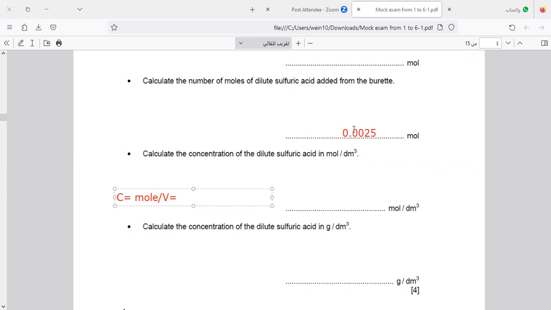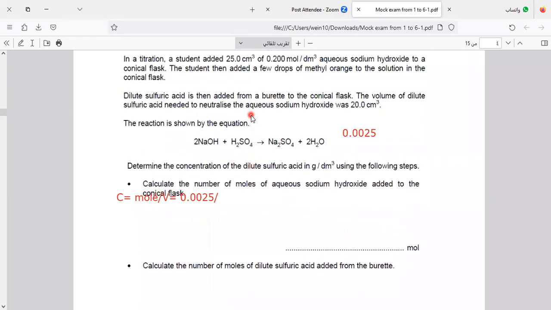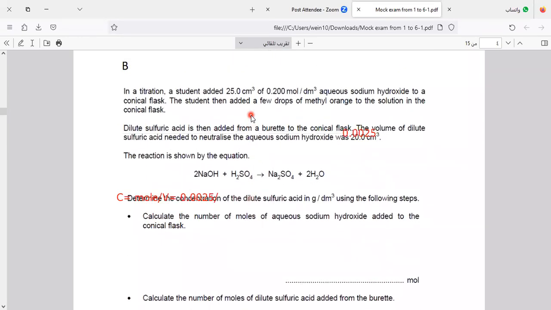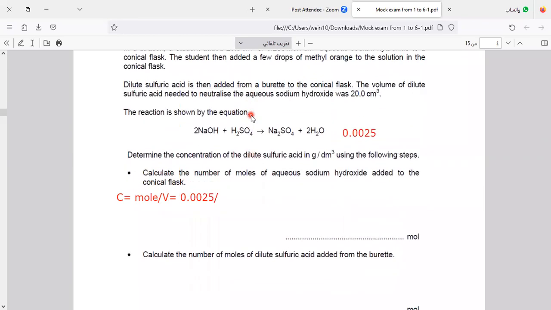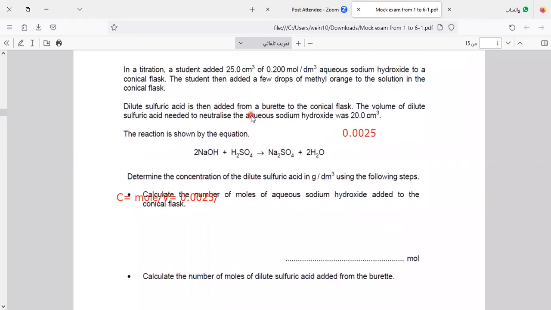What is the moles of the acid? 0.0025 divided by volume of the acid, volume of H2SO4. Check the question. Look, the volume of dilute sulfuric acid needed to neutralize the aqueous sodium hydroxide was 20. But this is in cubic centimeters. You must convert it into cubic decimeters.